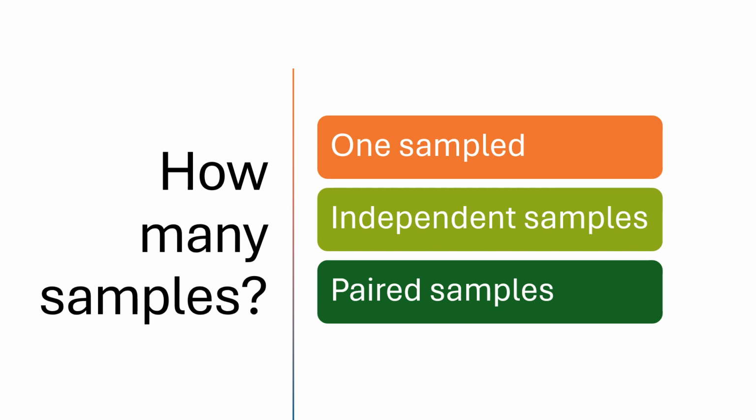Now, if you're dealing with two groups, it could be possible that you have to compare the value of a group with a single standard value, or you're comparing the means of two groups, or you're comparing the mean of the same group over a period of time. Those can be classified into one sample, independent samples, and paired samples tests. So let's see what these are.